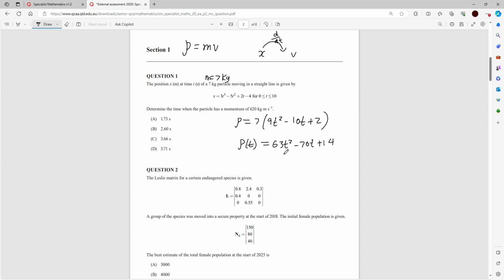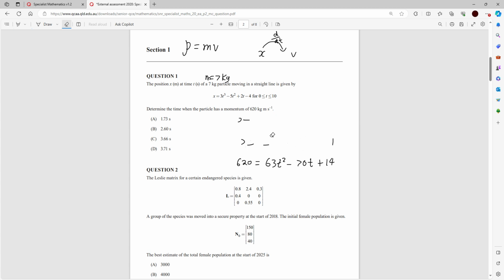Now, if you were to solve this at the moment, you wouldn't be able to because you don't have something equal to 0. We've got two variables at the moment, but you're told when the momentum is this. So in other words, we're going to replace this term here with 620, because we're asked if the momentum is that, what time is that? If we do that, we'll just have an equation in terms of t. So 620 equals 63t squared minus 70t plus 14. Then you're going to make the whole equation equal 0, so I'm going to move the 620 to the other side.